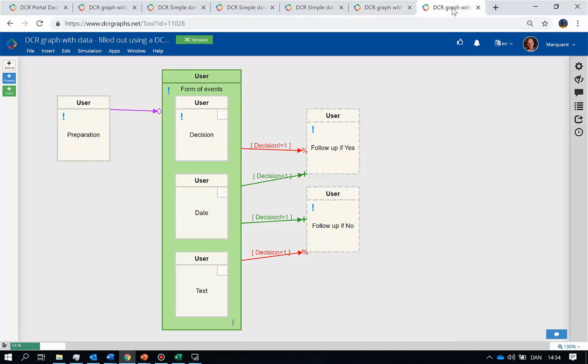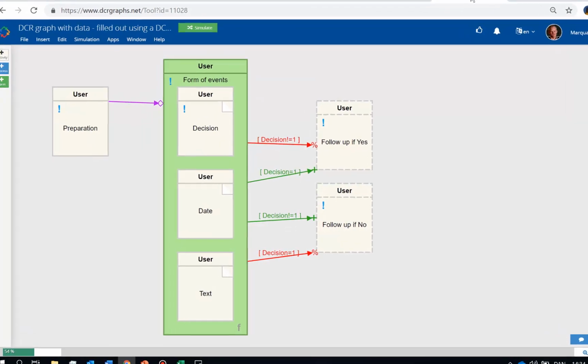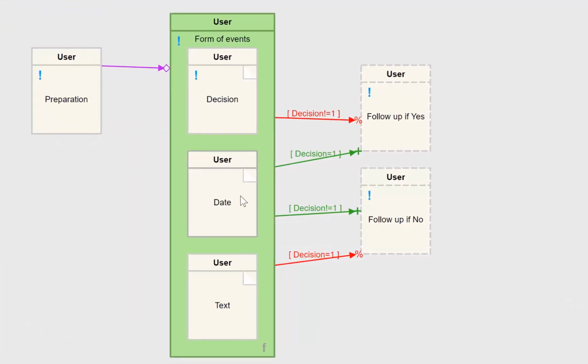Finally, we can group data events into a form. We've added two data events, a date and a text field, and grouped them into a DCR form. A DCR form is a transactional subprocess. It has the same semantics as a subprocess, but is not considered executed until the form has been submitted.